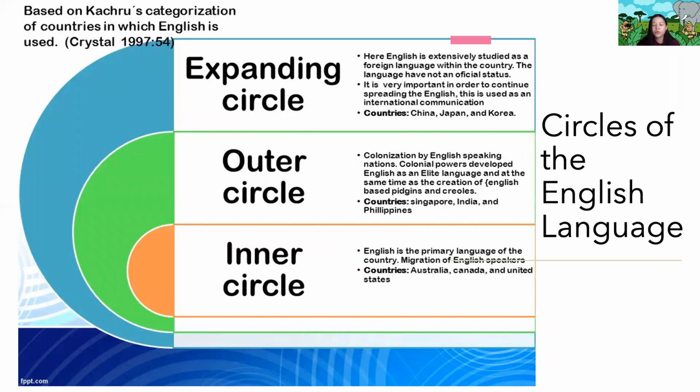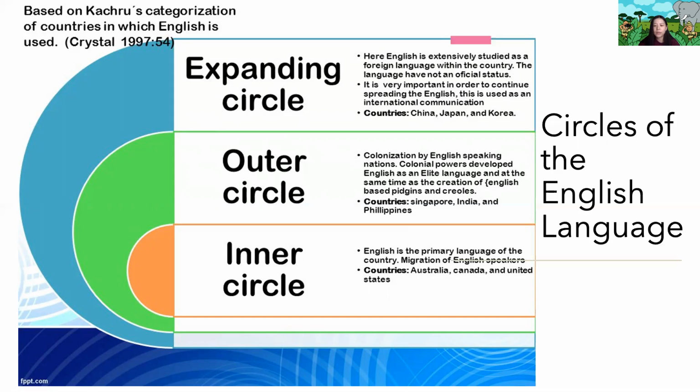Linguist Kachru, I believe this is how the name is pronounced, has categorized countries into 3 domains based on how they use English. The first domain is the inner circle, in which English is used as the first language. A common understanding is that this domain includes 5 countries. They are United States, United Kingdom, Canada, Australia, and New Zealand.